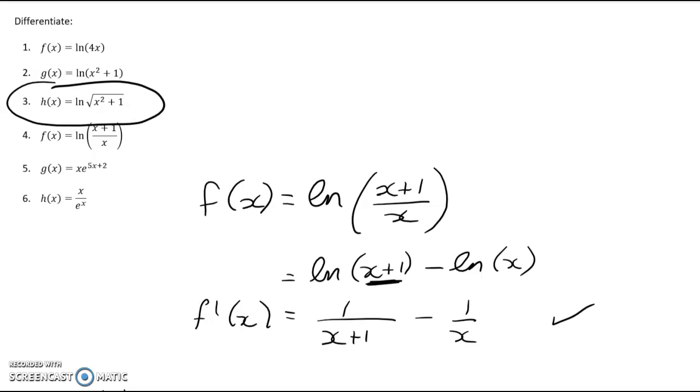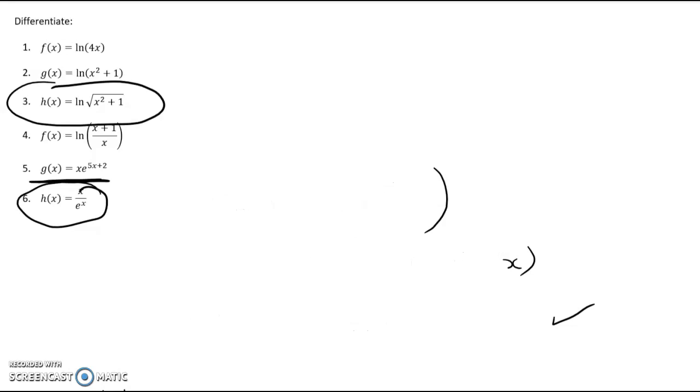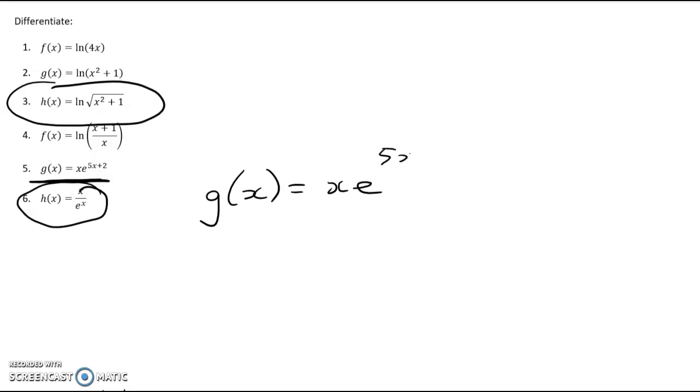Now we've got 2 left to go. This one is going to be a product rule one, and this we can either do as a product rule or a quotient rule question. I guess what I should have said at the start is I'm hoping that you are actually doing these questions as you're watching, okay, because it's much more useful.